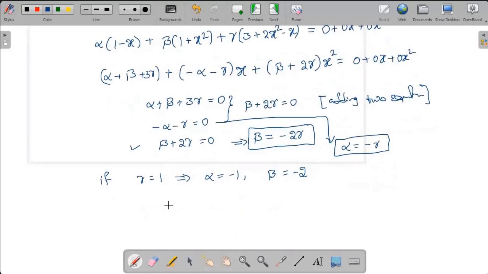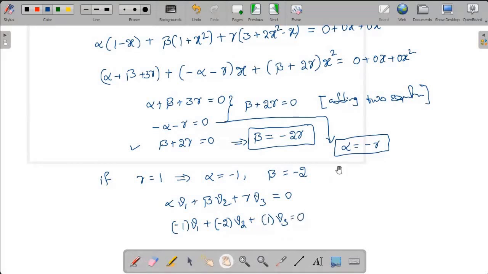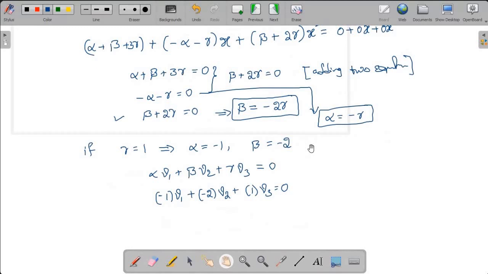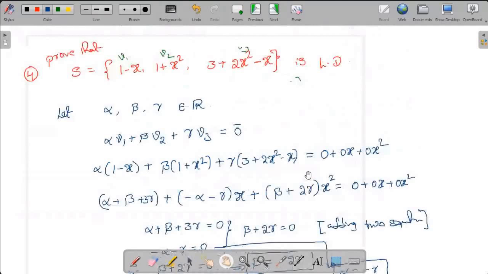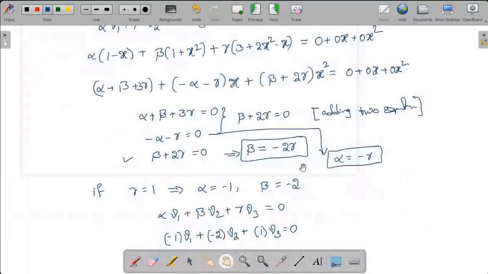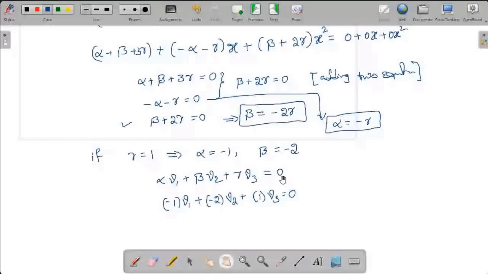It says that alpha into V1 plus beta into V2 plus gamma into V3 is equal to a zero polynomial, where alpha is minus 1, beta is minus 2, and gamma is 1. Now it is enough to say that this set is linearly dependent. Why? Because we found a linear combination that is equal to 0, but not all scalars are 0.